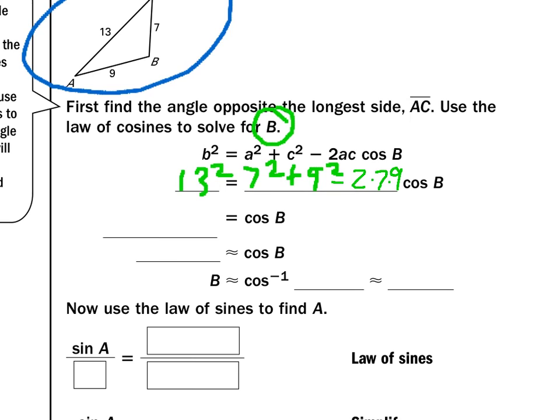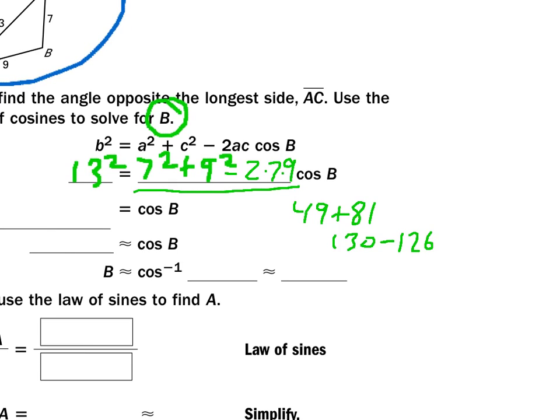Now, the biggest mistake that people make is they start working this part of it out, and they do 7 squared, which is 49, and 9 squared is 81. And they add those things together, and they get 130 minus 2 times 7 is 14. 14 times 9 is 126. And they subtract those and they get 4. That's a mistake, because 126 is actually being multiplied by the cosine of B, and you cannot subtract before you multiply times the cosine of B. So you have to leave that alone for just a moment.